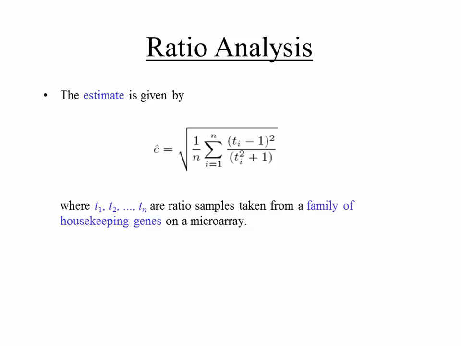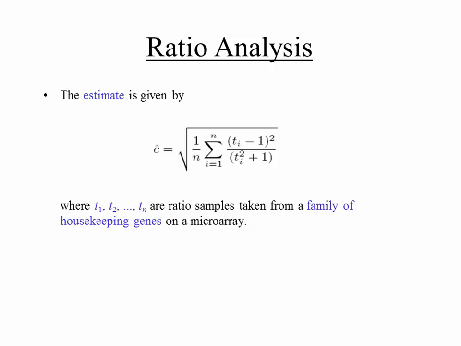Okay, you look at n different spots on the microarray and look at the ratios. You carry out this computation, and this number is going to give you the estimated value for c, right? And this is obtained using a maximum. And how do you do this?